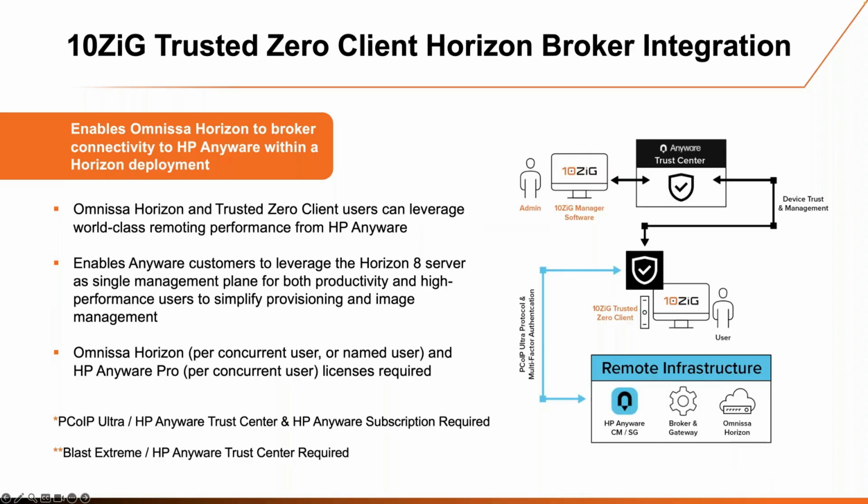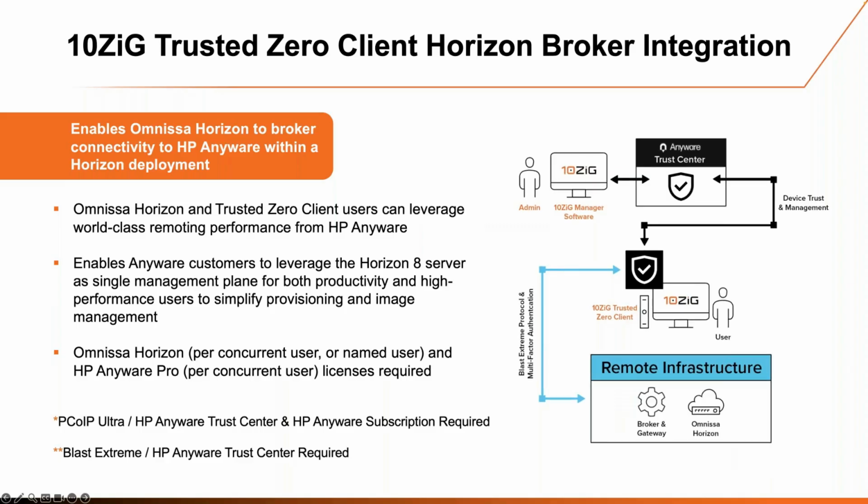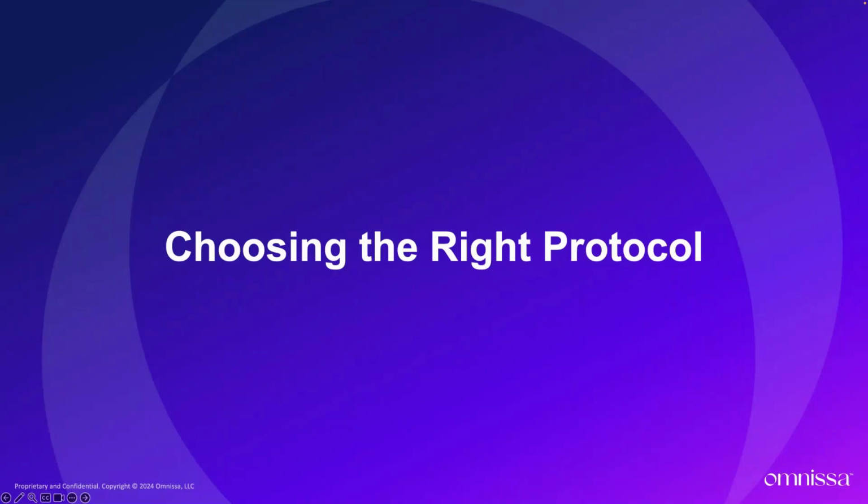And then secondly, if you're using the Trusted Zero clients for Blast Extreme, then you're brokering the Trusted Zero client directly to the Omnissa Horizon broker and control plane without involving HP Anywhere Connection Manager or Security Gateway. The Trusted Zero client still requires Trust Center, but it is connecting directly via Blast Extreme to the Horizon 8 infrastructure. So with all of that, we've given obviously a lot of information from the adoption of Blast Extreme before it to introduce concepts around PCoIP Ultra.